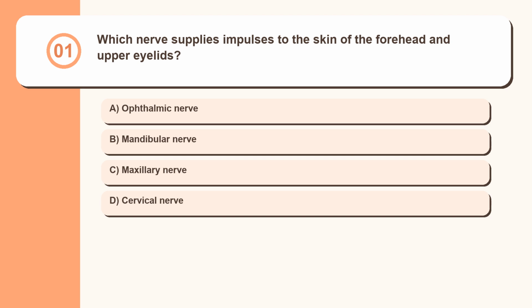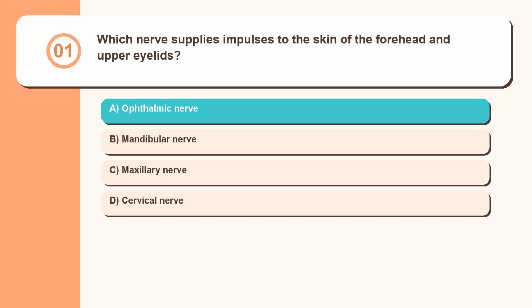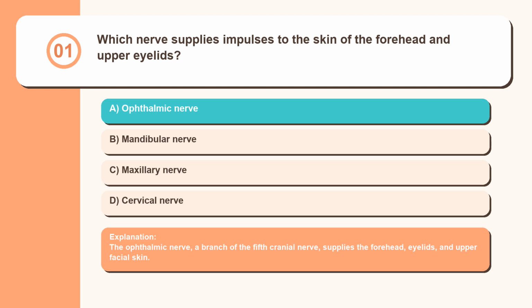Question 1. Which nerve supplies impulses to the skin of the forehead and upper eyelids? Ophthalmic nerve, mandibular nerve, maxillary nerve, cervical nerve. The ophthalmic nerve, a branch of the fifth cranial nerve, supplies the forehead, eyelids, and upper facial skin.